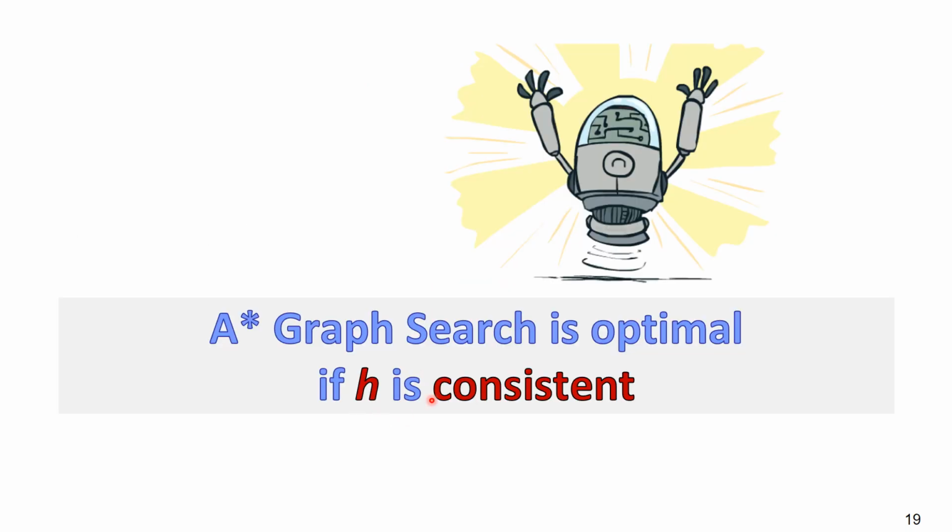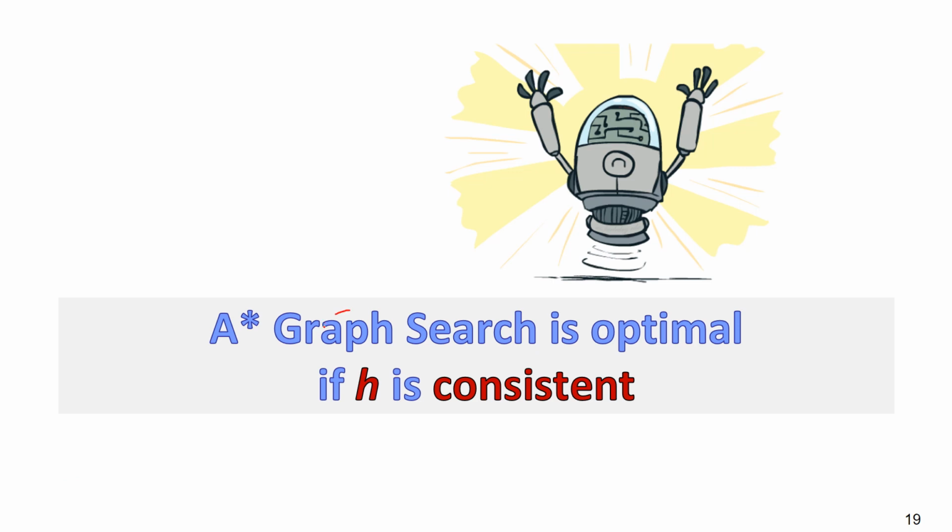if H is consistent, then A star graph search is proved to be optimal. Okay? So again, this is the conclusion. A star graph search is optimal if H is consistent. Now, if I change it, yes, I will take questions in 1 minute.